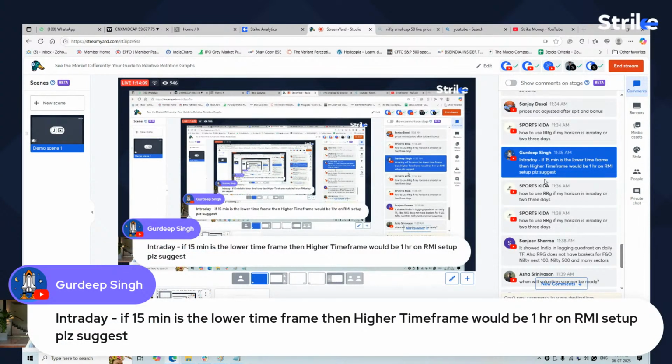If 15 minute is the lower time frame, then the higher time frame would be 1 minute on RMI setup. Yes, so RMI setup, you can do that, Gurdeep Singh. You can probably use 15 and 30 also as a combination, or 15 and hourly also. It totally depends. If it is intraday, you might want faster signals. So I think 15 and 30 minutes would be a good combination to look at.